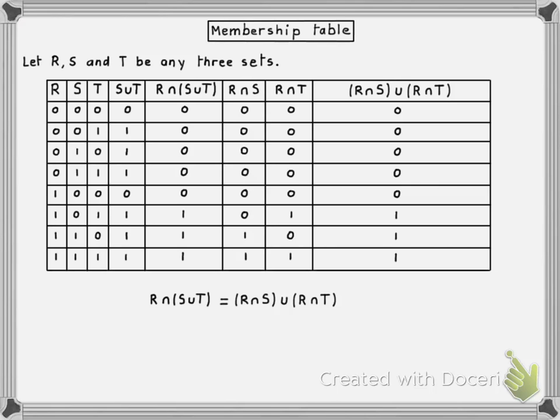And that is the usefulness of a membership table. Because it is systematic, it is a valid proof technique, as opposed to a Venn diagram, which, depending on how you draw the circles again, you may not consider all possible cases.